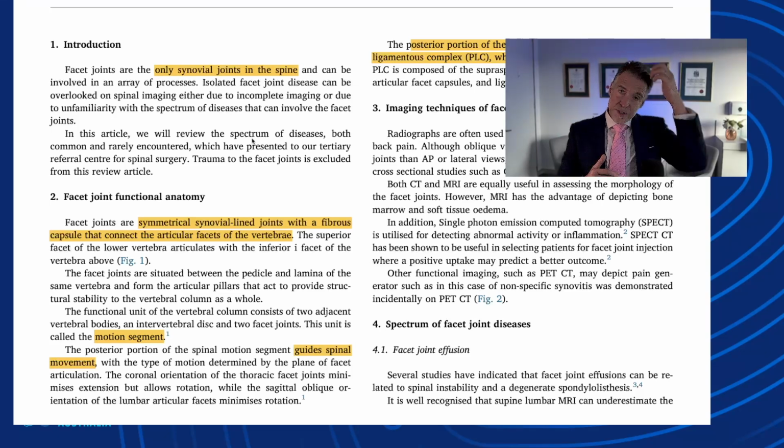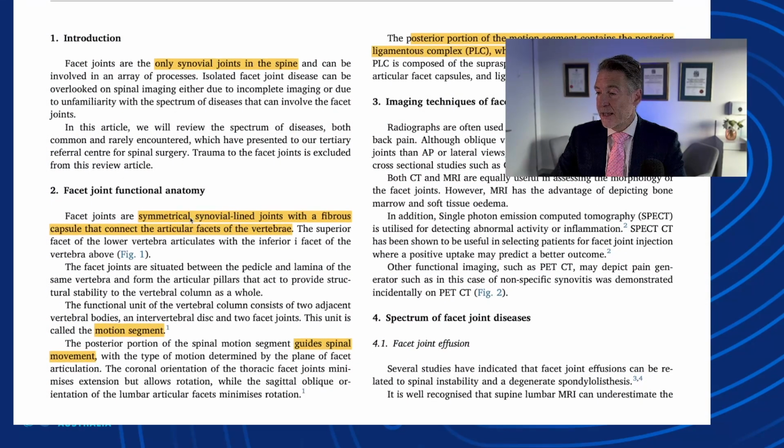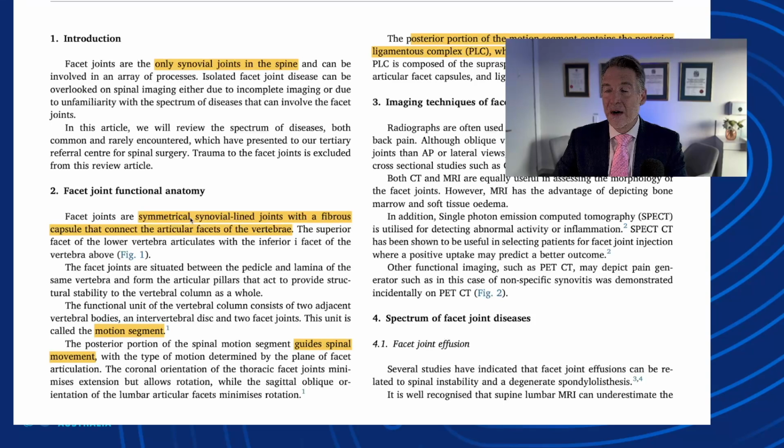Now, the facet joints are different in the spine. If you have a look at the cervical facet joints, what you will notice is one joint fits on top of the other, forward facing, which allows much movement of the cervical spine. And then as you move down the spine, the facet joints change in their direction. They still allow forward motion, but they're a different type of joint. It's a motion segment. It allows spinal movement.